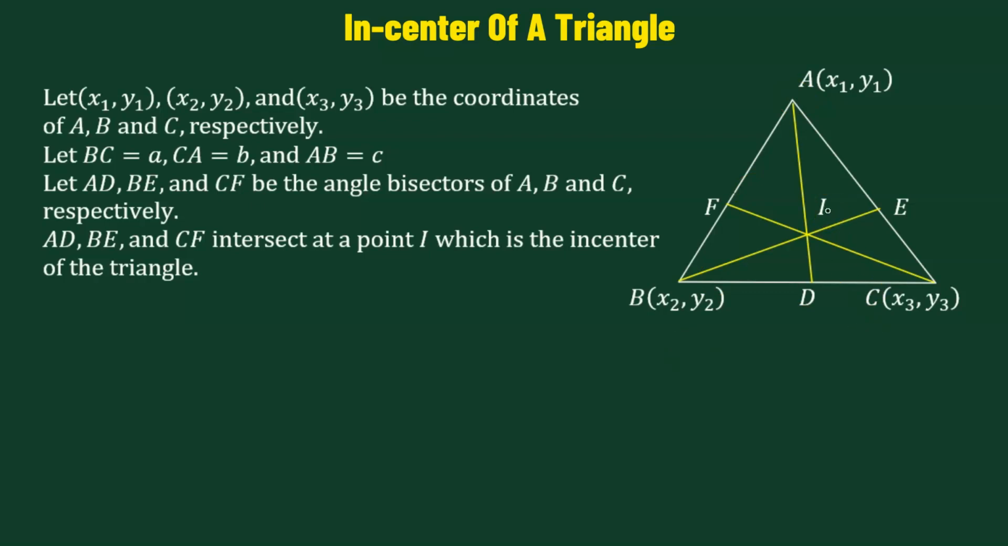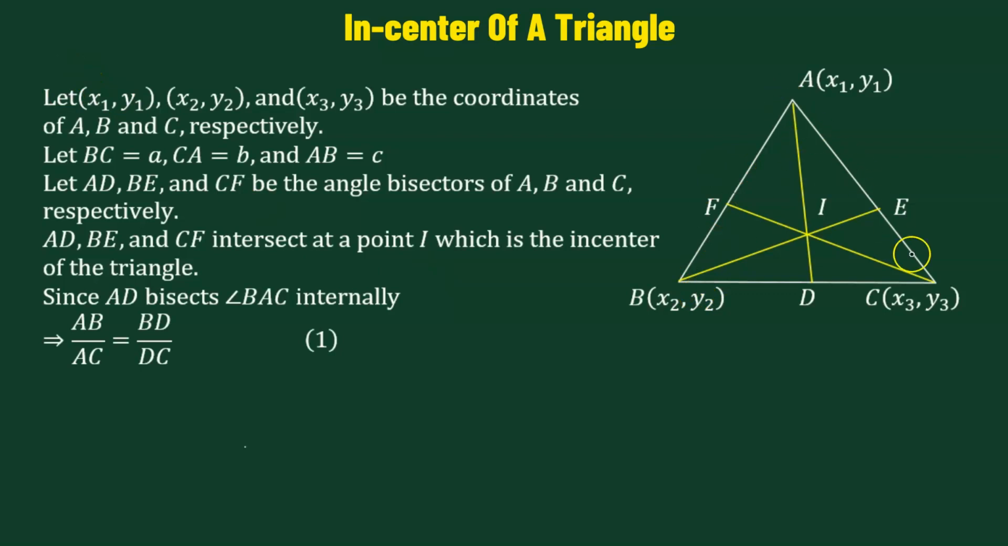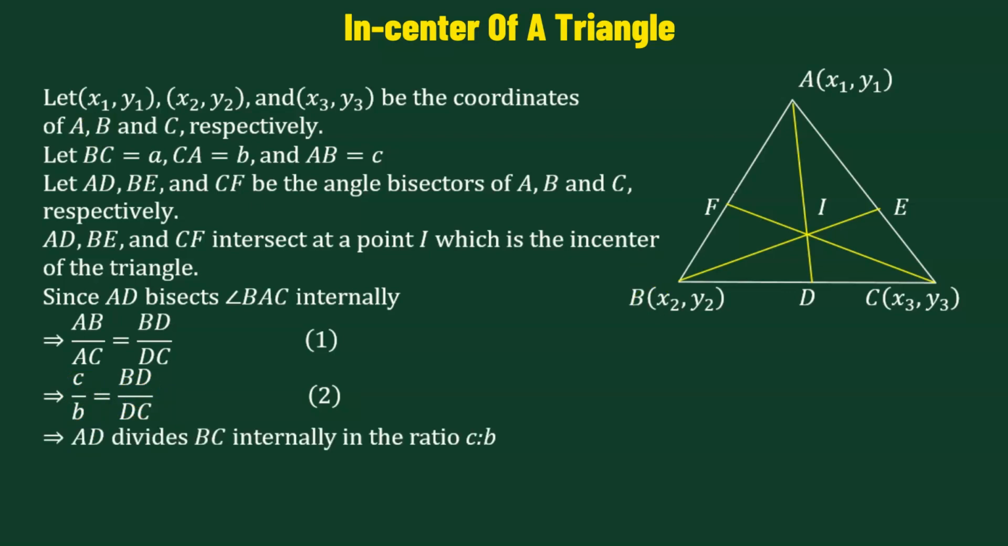First, we'll try to figure out the coordinate of point D. For this, we're going to consider the line AD. AD is the bisector of angle BAC internally, so we have the ratio AB to AC equal to the ratio BD to DC. We have already defined the values of AB and AC, so let's substitute them to get c over b equals BD over DC. This immediately tells us that AD divides BC internally in the ratio c is to b.